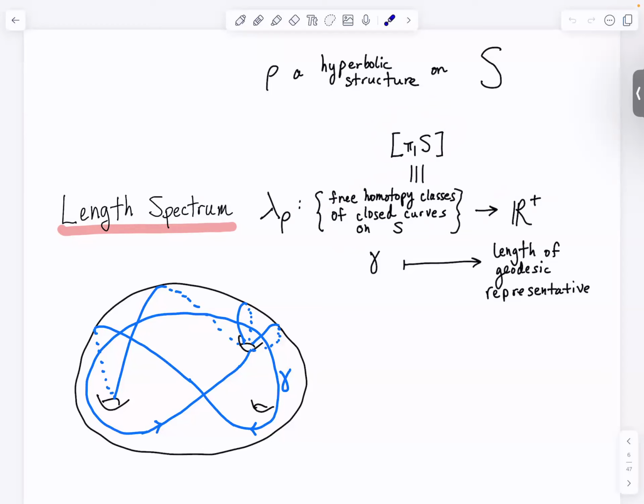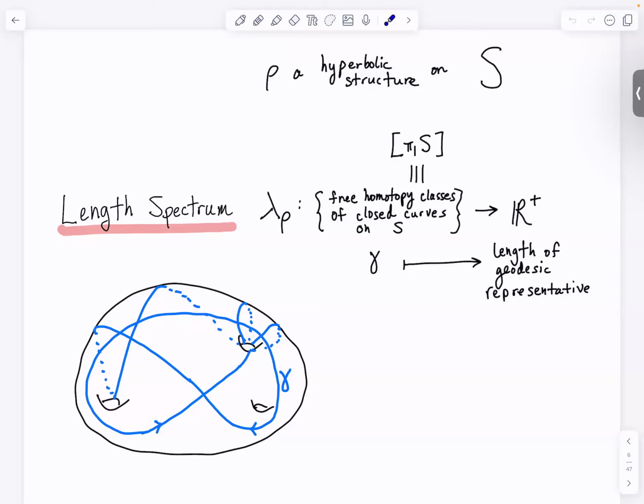Okay, so a hyperbolic structure determines a length spectrum, and conversely, the hyperbolic structure is determined by its length spectrum. Actually, knowing all of these lengths, we can figure out what the hyperbolic structure is from that information. Okay, is that clear? Any questions about that?